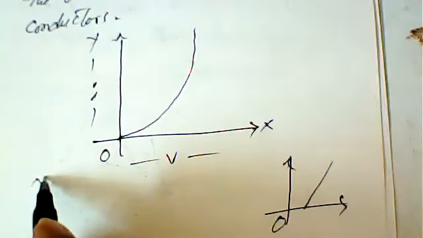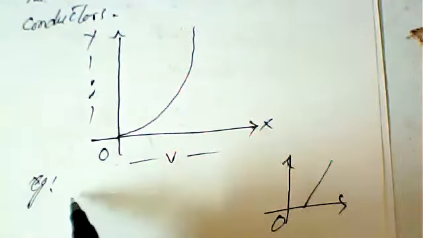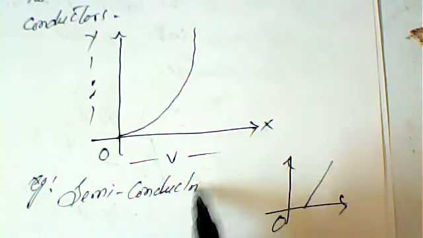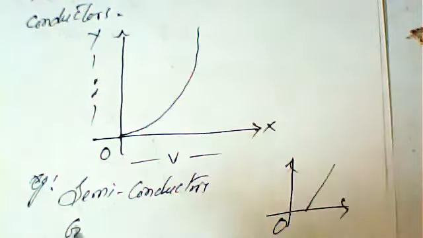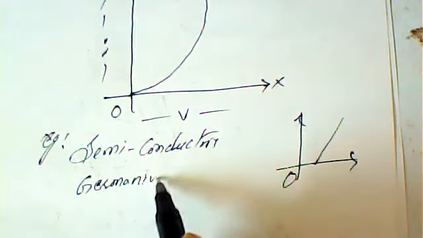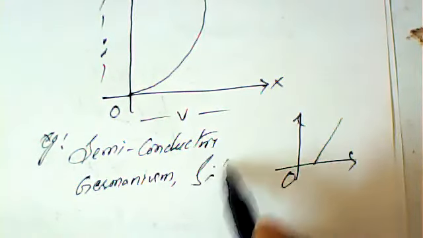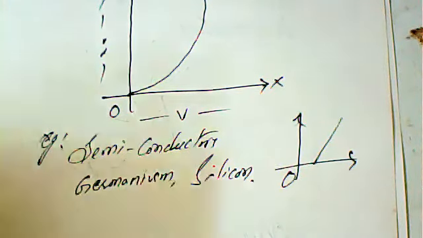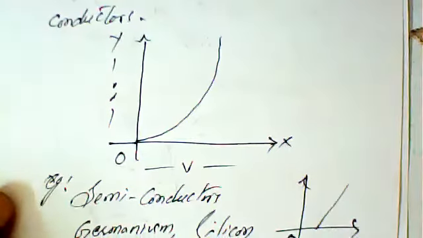An example: semiconductors, germanium, silicon, etc. And for examples of ohmic conductors, aluminium, copper, you can take from it. Now, I hope you have drawn this soon.